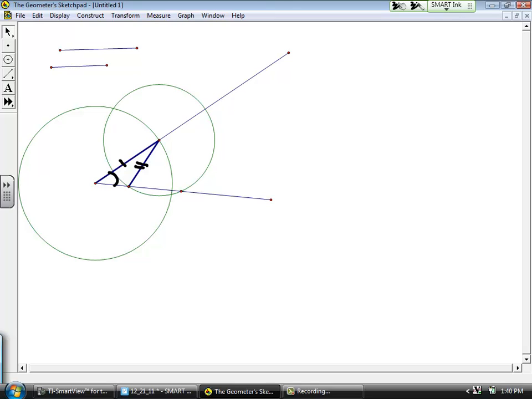So, side, side, angle is another one that does not work.